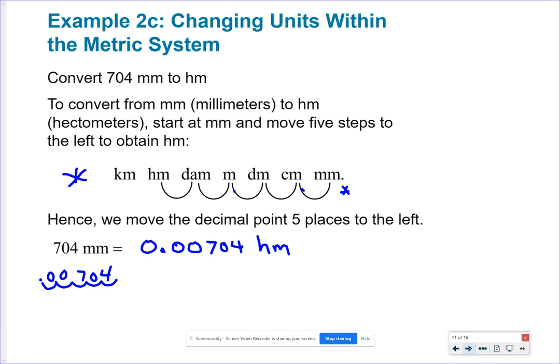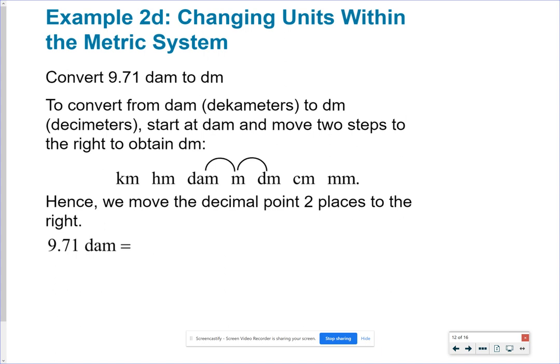Okay, next example. If I wanted to convert 9.71 decameters to decimeters, use my handy dandy little chart here. I'm going to start at decameters, and I'm moving to the right. So I'm going to move my decimal point to the right. In other words, I'm multiplying by 10 twice because in every decameter there are 10 meters. So I'm just going to move it 1, 2. I multiplied by 10, and then I multiply by 10 again, and I get 971 decimeters. And we are done.